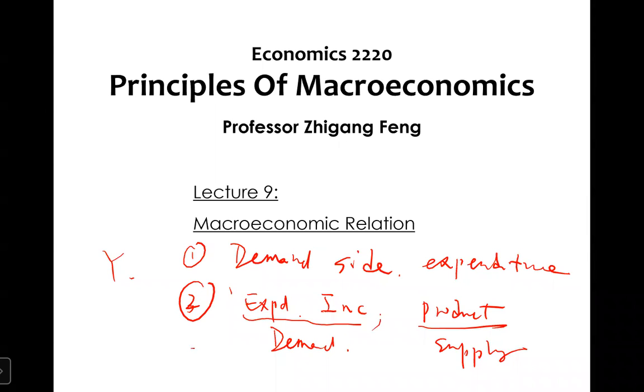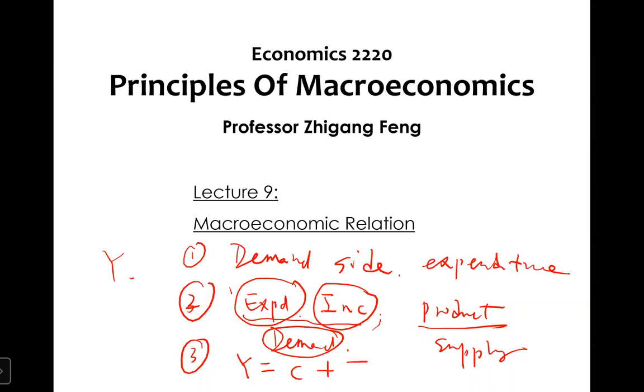Third, we start with the demand side, and the demand side eventually is going to look at expenditure and income. That just means we're going to look at Y equal to C plus I. We're going to simplify it: no government for the moment, no import and export for the moment. So C plus I.